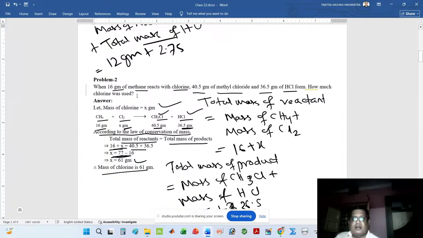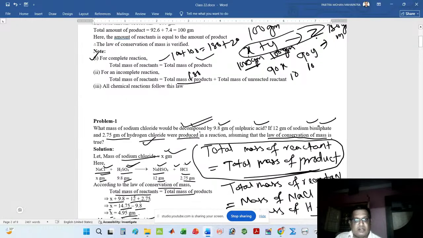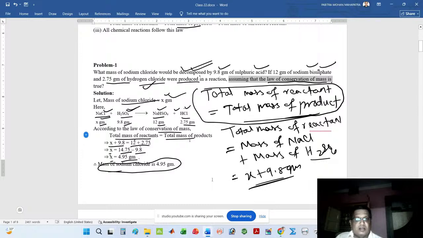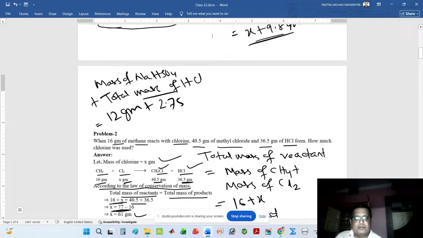Actually, here there must be a sentence saying that this chemical reaction obeys the law of conservation of mass, like in this question. Look at that here, a sentence is written: assuming that the law of conservation of mass is true. Like problem number 1, here also there is a need to write such a sentence.